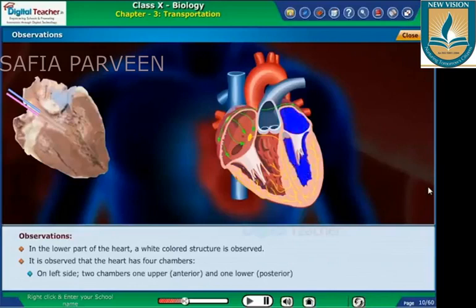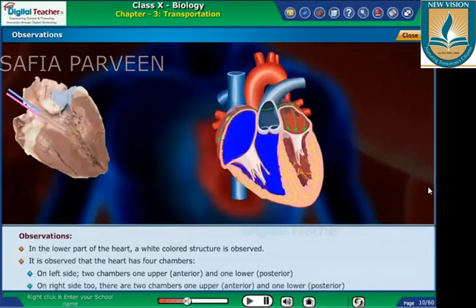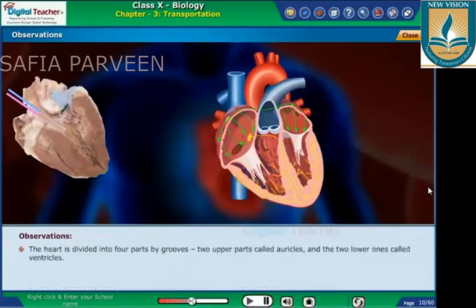Heart has 4 chambers. On the left side, one anterior chamber is there, one posterior chamber is there. On the right side we can see that there are 2 chambers, one on the anterior and one on the lower, that is posterior side. Lower side is posterior side, upper side is anterior side.